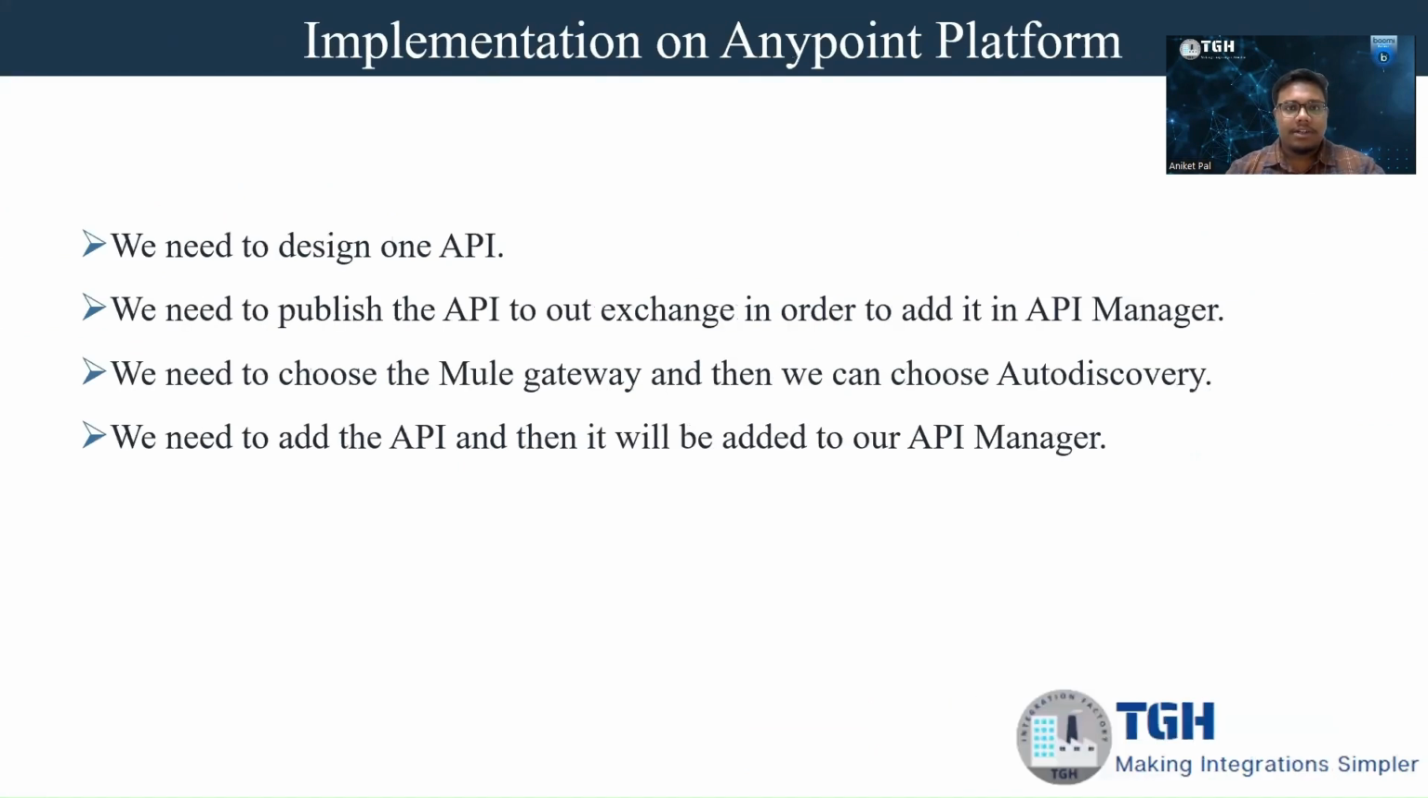Now let's see the implementation on Anypoint Platform, what we need to do. First, we need to design the API. Then once the design part is complete, we need to publish it to the Exchange. Now we need to add the API to the API Manager. For that, we need to select the gateway, then we need to select the endpoint. Once it is added, an API instance ID will be generated and the status will become unregistered. So let's move on to the next slide.